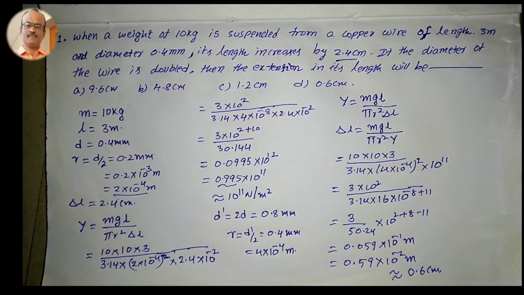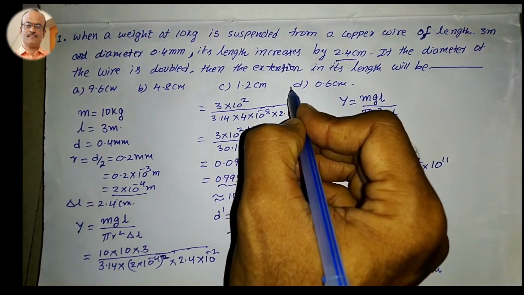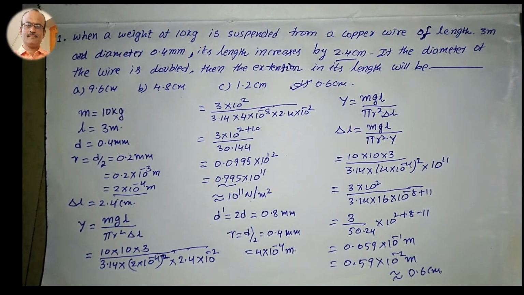So which option is correct here? 0.6 centimeters is correct. Option D is correct.